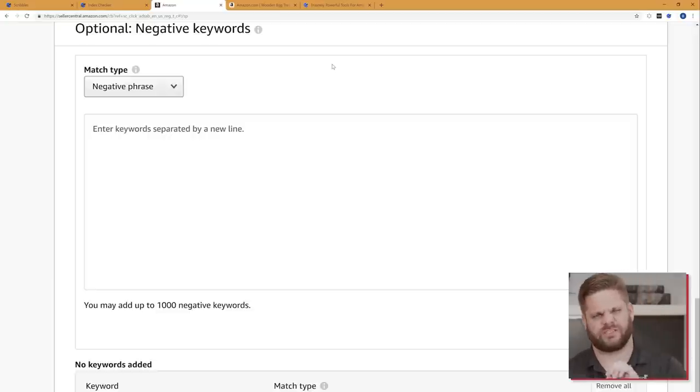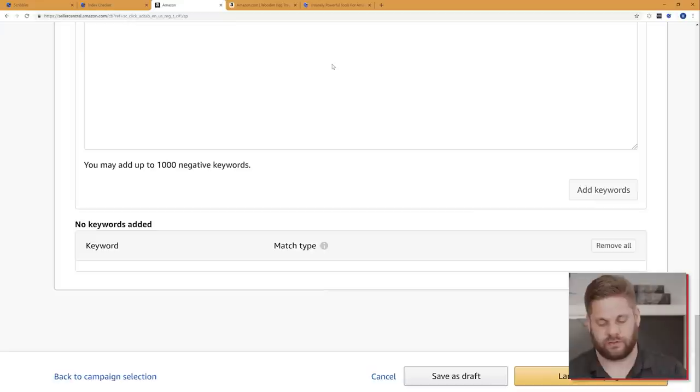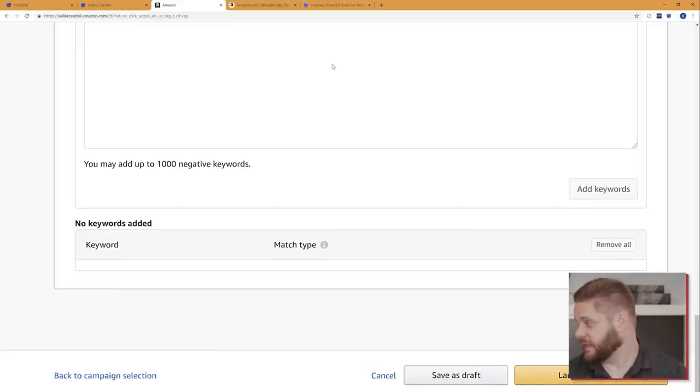We're doing an exact. But if we had done a broader phrase, that's what we would have put here, because maybe we're like, hey, we don't want to show up for baby egg trays or something like that. So long story short, I think we could ignore this because we're already so tactical and so specific in our keyword selection here. For the test, we're going to go ahead and skip that. And that's basically it. So I think we just hit launch campaign. Let's do it.